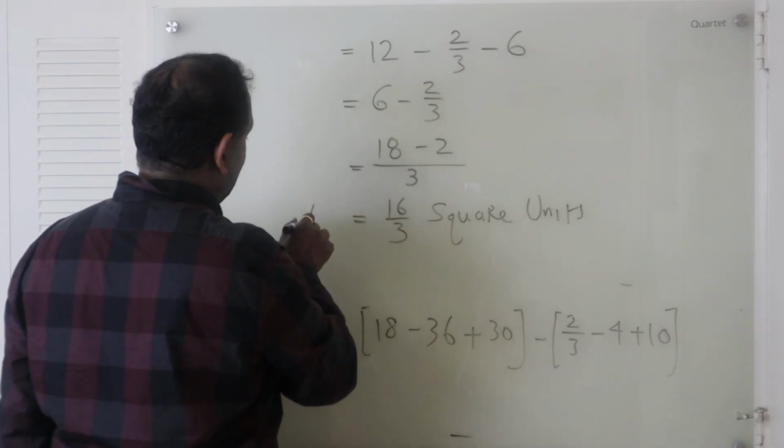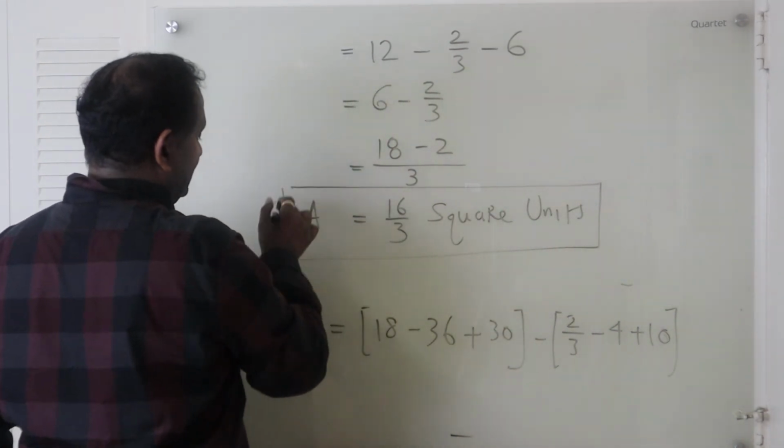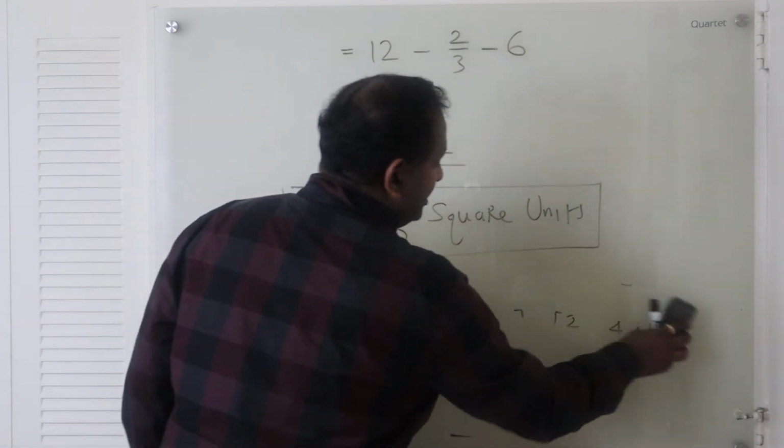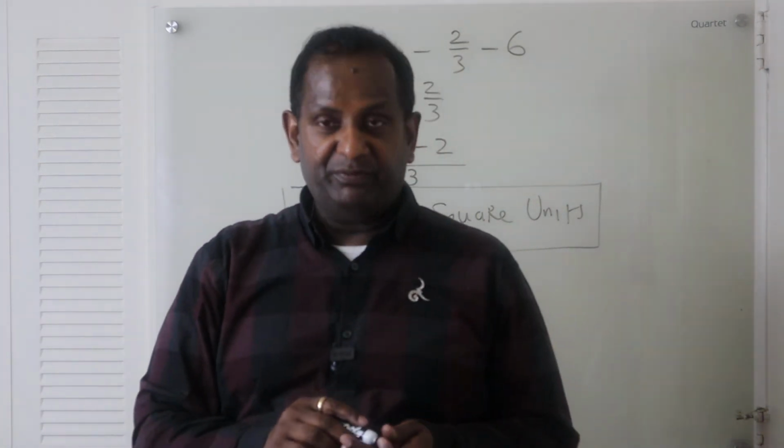Square unit. That's the total area of the region entrapped between f of x and g of x.